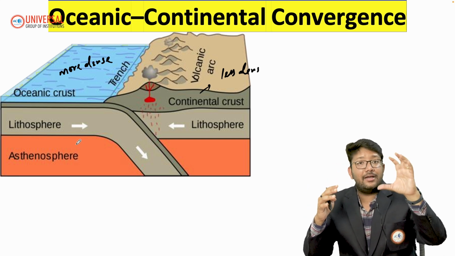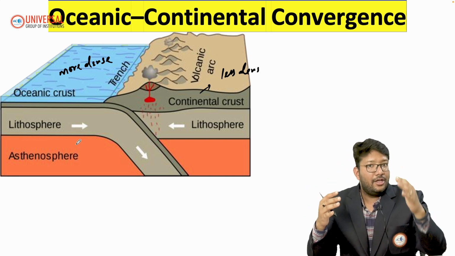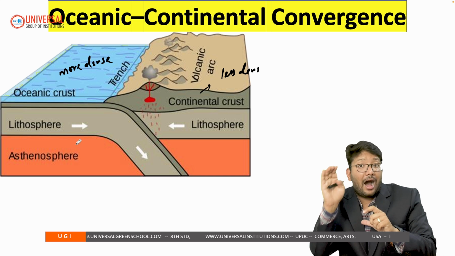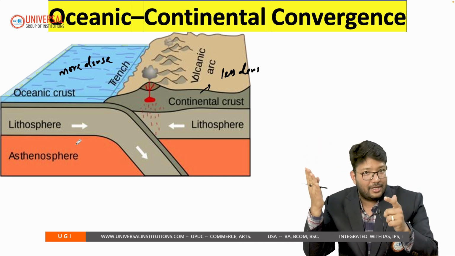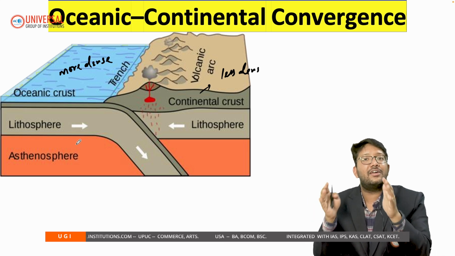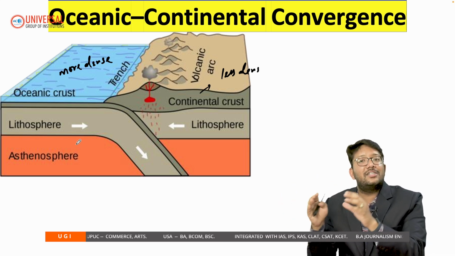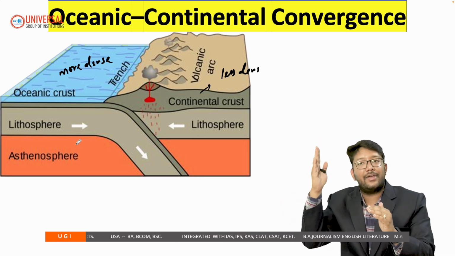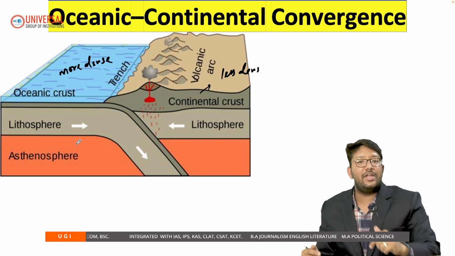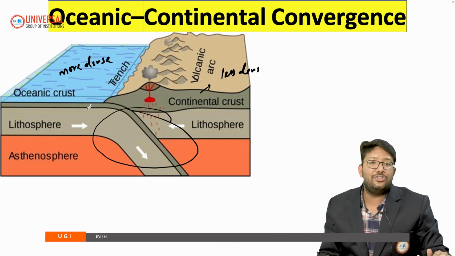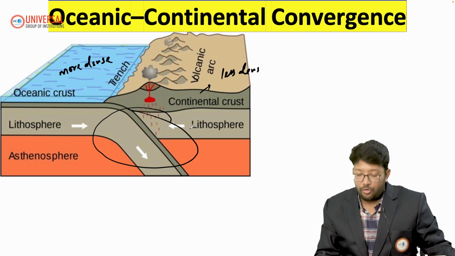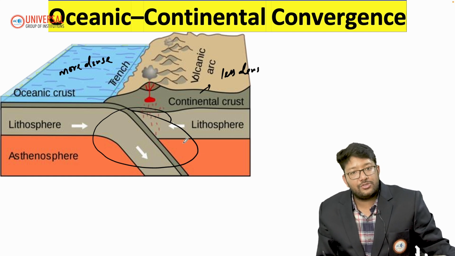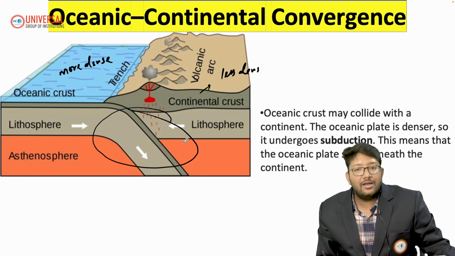I'm giving an example of an accident. When a truck collides with a car, what will happen? The car will fly in the air, not the truck. It's the same situation. Oceanic crust is like a truck, and continental crust is like a small car that is flying away. So oceanic crust goes down, and this going down is called a subduction zone in geography. When this happens, volcanoes also erupt, earthquakes also come, and due to earthquakes, tsunamis also come. That is oceanic-continental convergence.